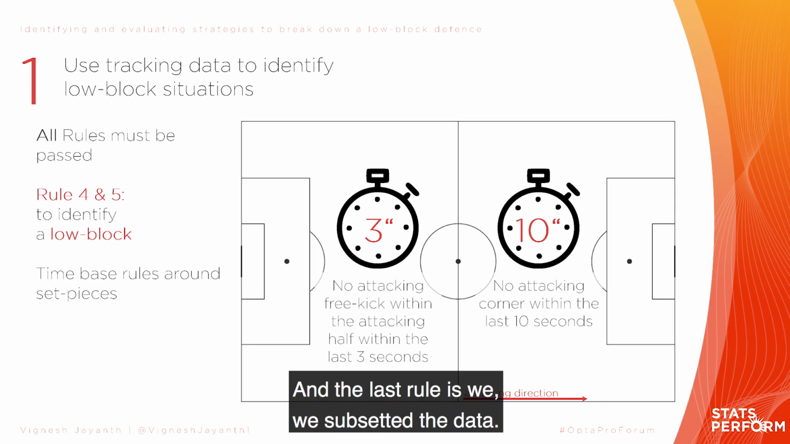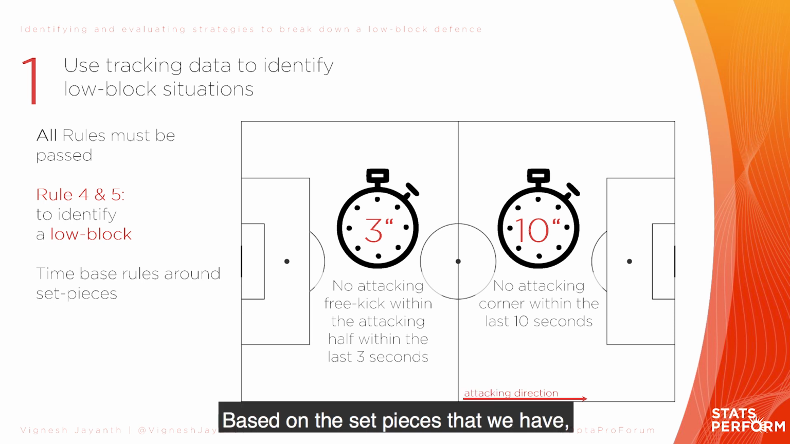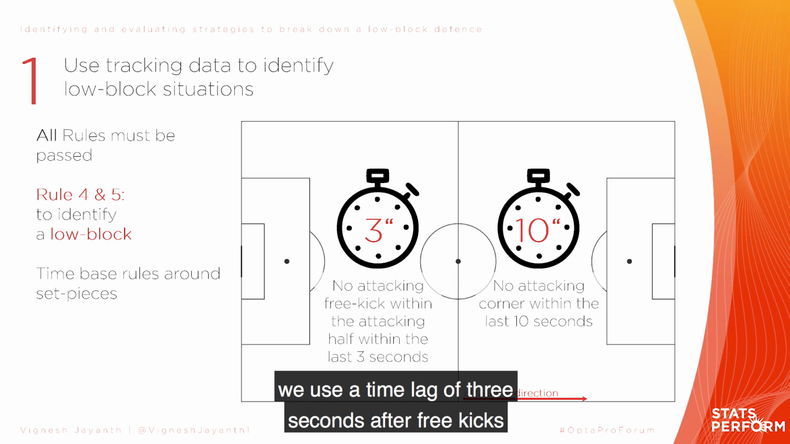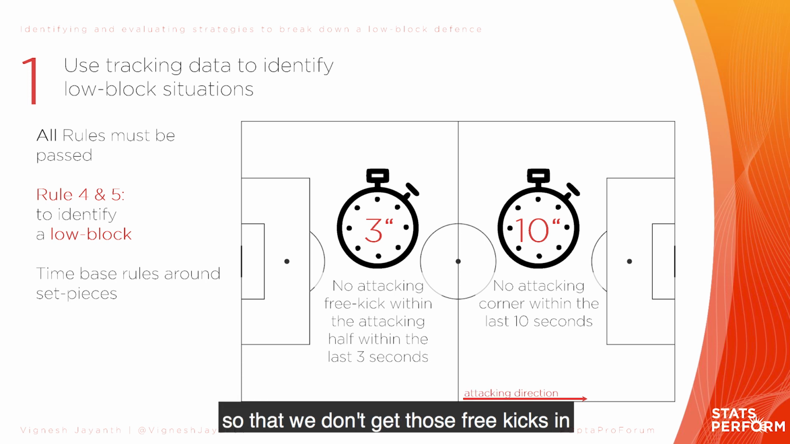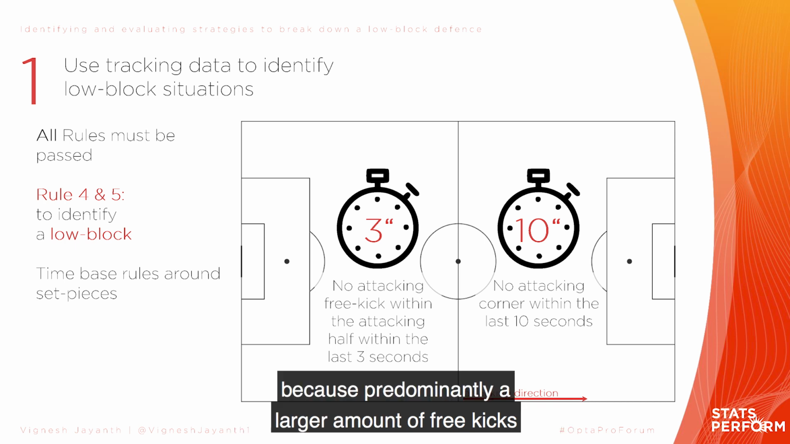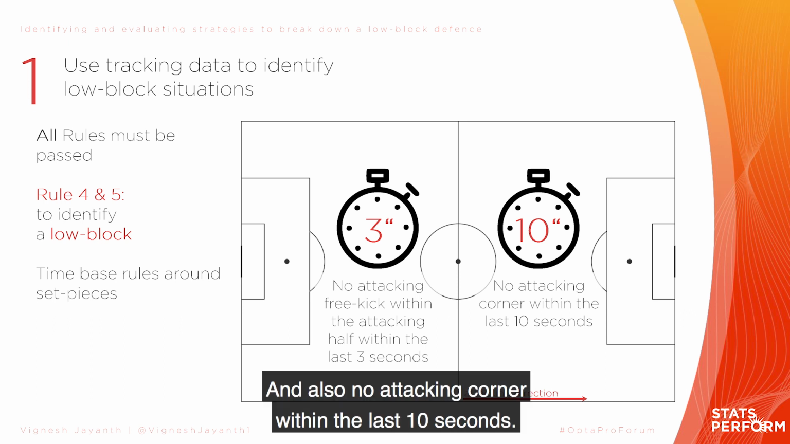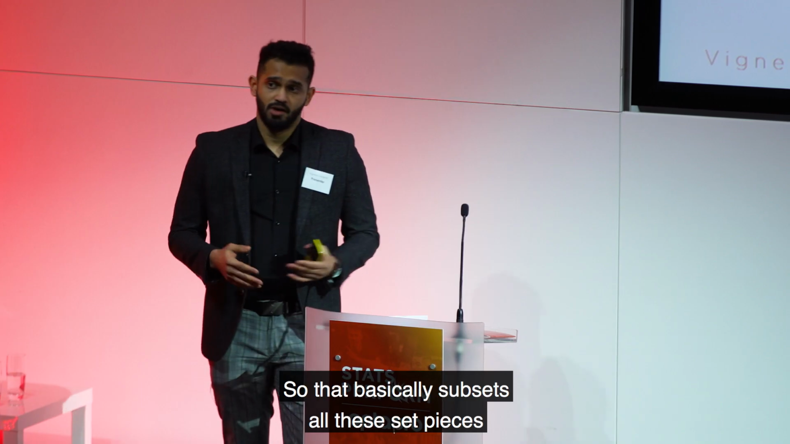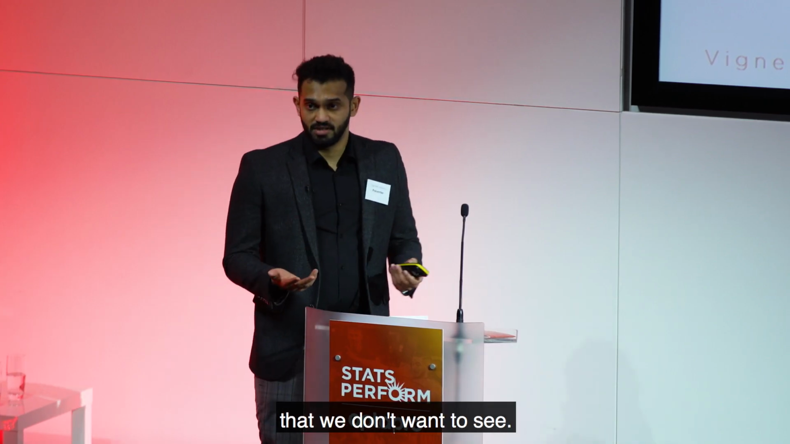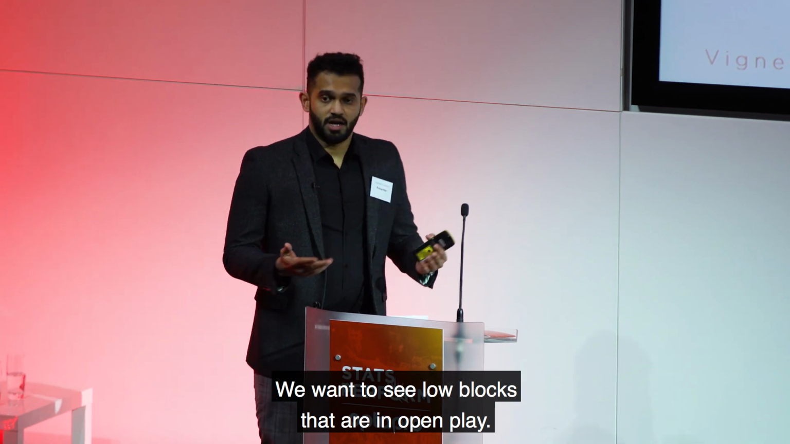The last rule is that we subset the data based on the set pieces. We use a time lag of 3 seconds after free kicks, so that we don't get those free kicks in, because predominantly a larger part of free kicks are low block based. And also no attacking corner within the last 10 seconds. That subsets all these set pieces that we don't want to see. We want to see low blocks that are in open play.